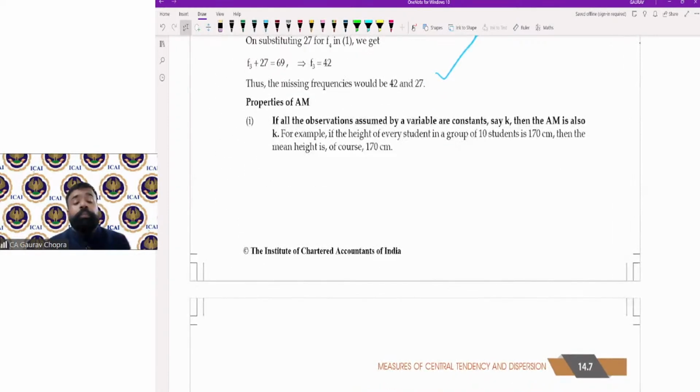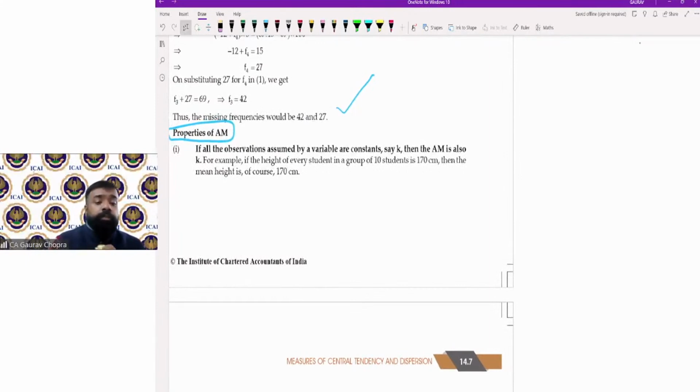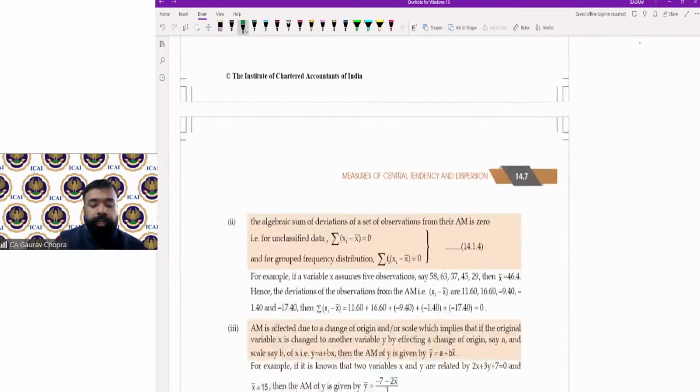Now, there are some questions based on the properties of arithmetic mean. Now, first property says, if all observations, assume my variable, are constant, then arithmetic mean is also constant. It means that if all the values are same, then arithmetic mean will be same. Let's say the first value is 10, second value is 10, third value is 10. Now, what will be the arithmetic mean? So, arithmetic mean will also be 10. अगर सारे observations same हैं, तो arithmetic mean भी वही रहेगा. This is the first property.